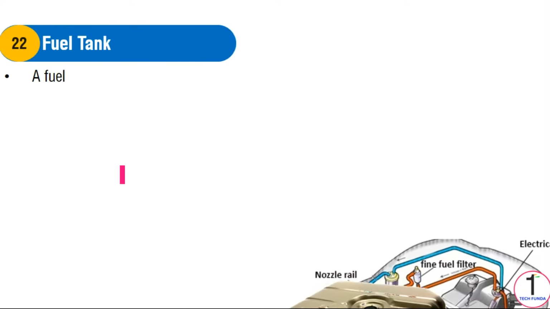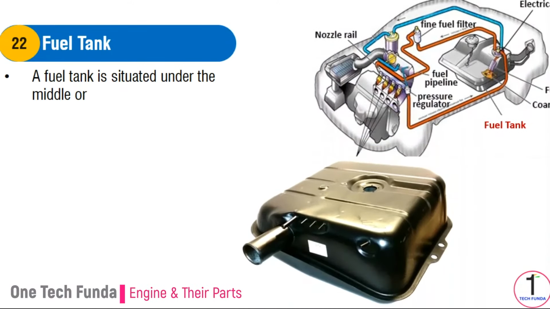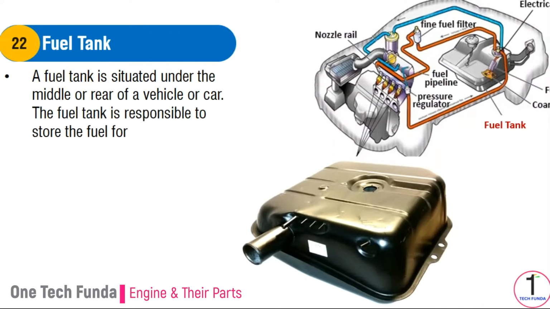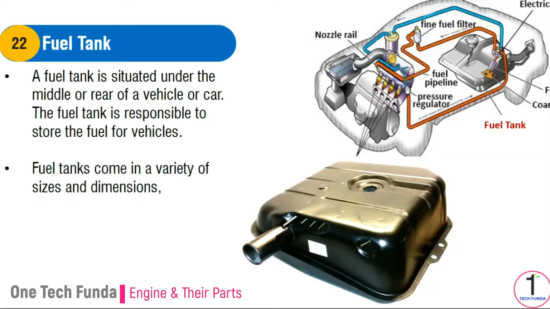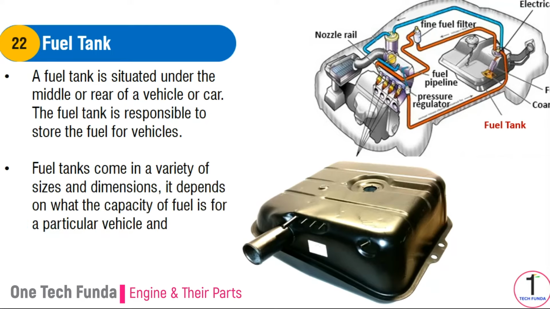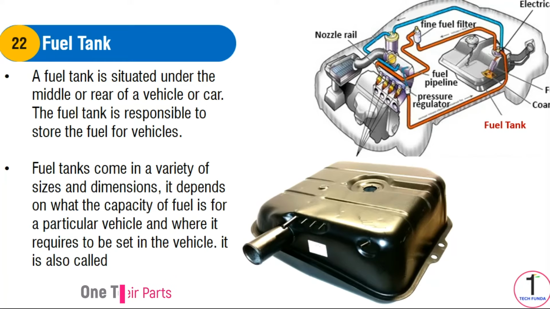Fuel tank. A fuel tank is situated under the middle or rear of a vehicle or car. The fuel tank is responsible for storing the fuel for vehicles. Fuel tanks come in a variety of sizes and dimensions. It depends on what the capacity of fuel is for a particular vehicle and where it needs to be set in the vehicle. It is also called a gas tank or petrol tank.